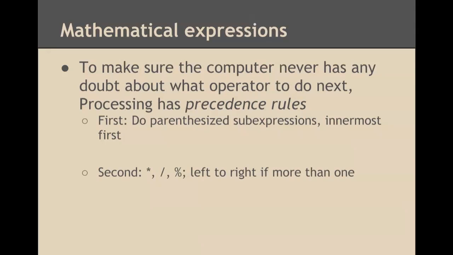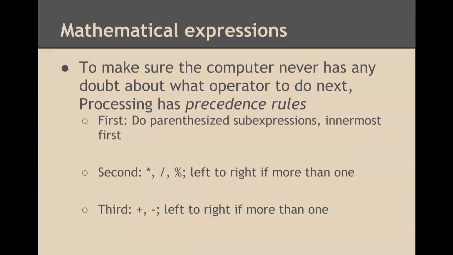Second level then would be things that involve multiplication or division. Multiplication, division, modulus. Those would be the next priority. And we would do those from left to right if there's more than one. That's generally the case. If we have things that are equal precedence, then we just do them from left to right. And lastly, then we'll evaluate all of our pluses and minuses. And again, left to right if there's more than one.